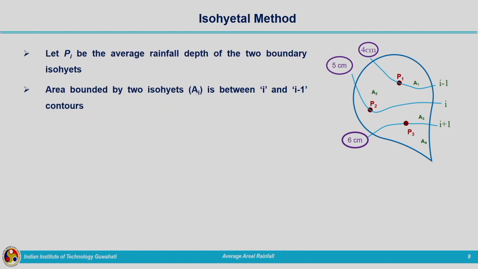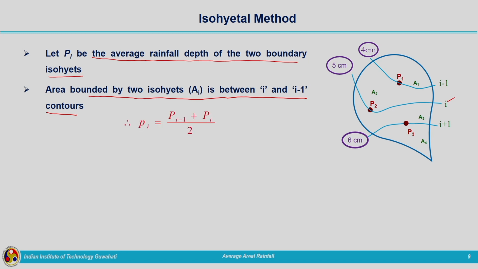Now, what will we be doing? We will be assuming, let Pi be the average rainfall depth of the two boundary isoheights. That is, we are having the ith isoheight, and let Pi be the average rainfall depth corresponding to that isoheight. The area bounded by two isoheights, between ith and I minus 1th contours, we can calculate by using a planimeter or by any other technique, a computerized technique. We can calculate the area between two isoheights.